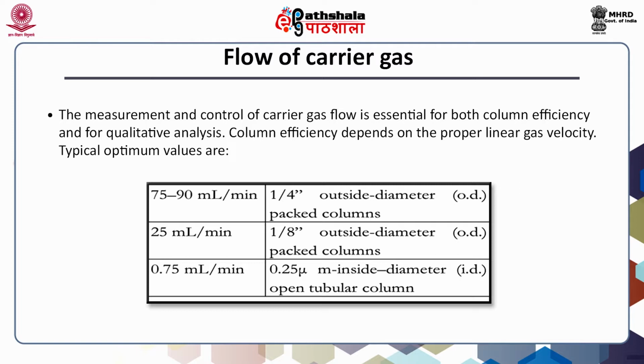And on the contrary, if the internal diameter of the column is 0.25 micron, that is a very small column, which is also called a capillary column, then the requirement of the gas is reduced considerably, that means only 0.75 ml per minute. So, depending upon the flow of the gases and the type of the columns, we can get the very good results that we want to achieve.